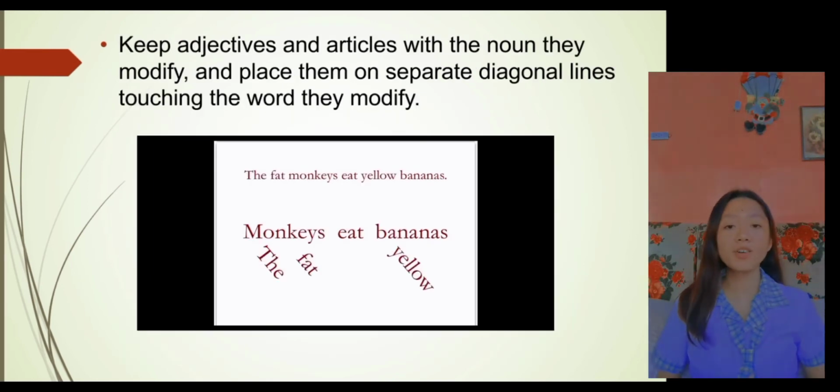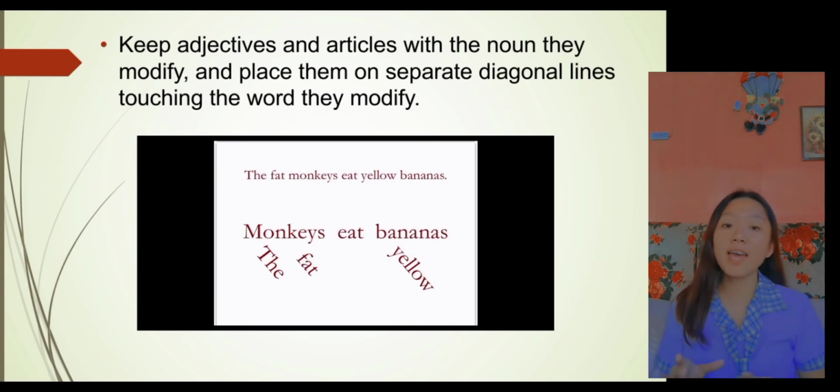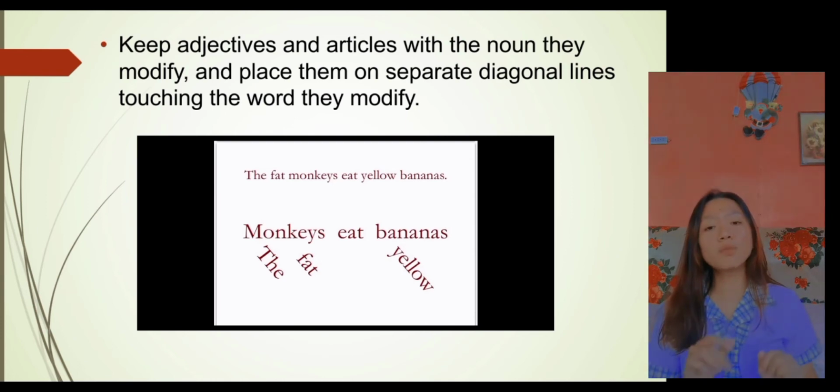The next step of diagramming a sentence is to keep adjectives and articles with the noun they modify, and place them on separate diagonal lines touching the word they modify. Now, let's see what we do when we have words that modify either our subject or our direct object. In this sentence, the fat monkeys eat yellow bananas. The and fat describe the monkeys and yellow describes the bananas.